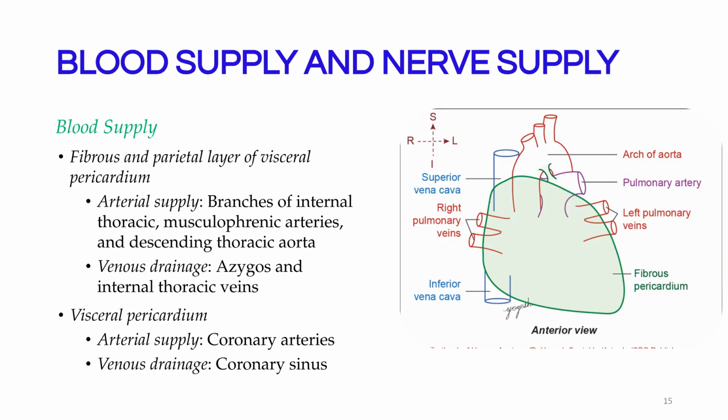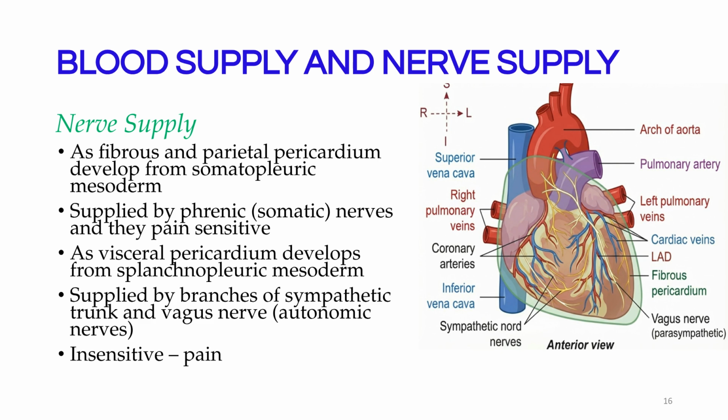The fibrous and parietal layers are supplied by branches of the internal thoracic and musculophrenic arteries. The visceral pericardium is supplied by coronary arteries. The fibrous and parietal layers are supplied by somatic phrenic nerves and are pain-sensitive. The visceral pericardium is supplied by autonomic nerves from the sympathetic trunk and vagus nerve and is insensitive to pain.